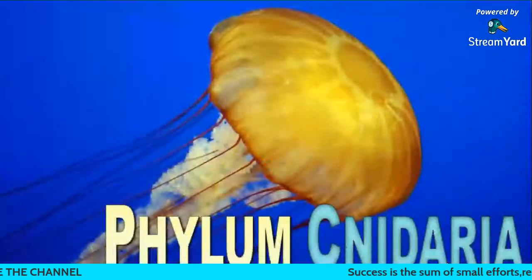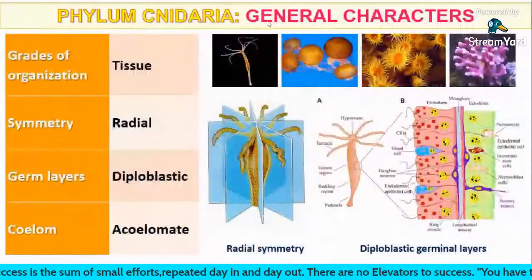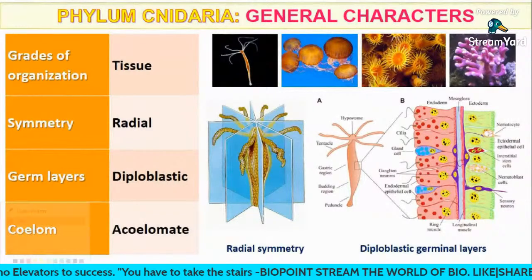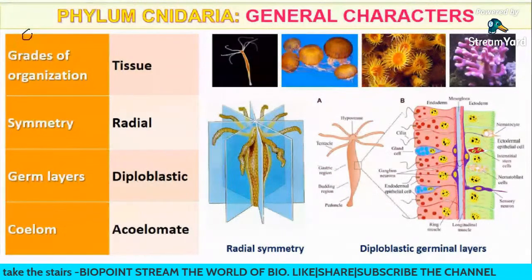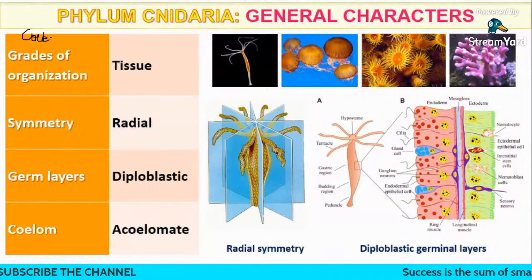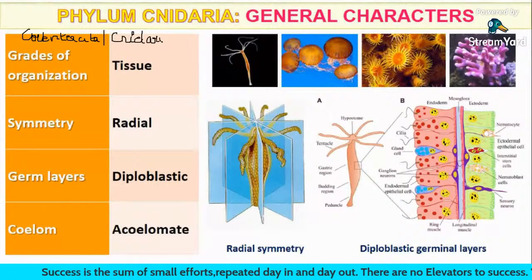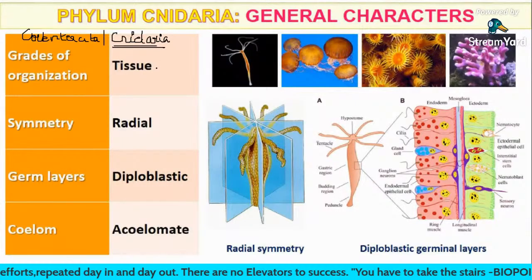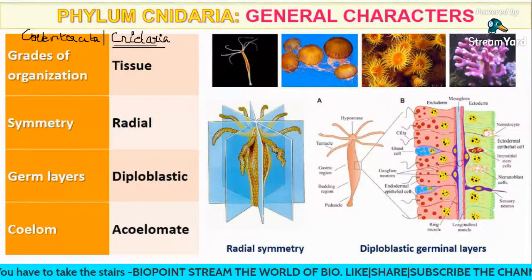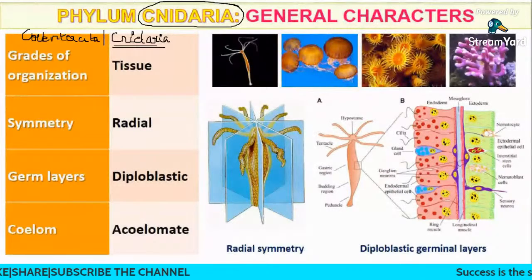So let's move on to the third part of the chapter Animal Kingdom, that is the phylum Cnidaria. The foremost thing that you have to know in this chapter is that phylum Coelenterata is also known as phylum Cnidaria. The C is silent, we pronounce it as Nidaria. We would discuss the reasons for both names, why we call them phylum Coelenterata and why phylum Cnidaria. So don't get confused if I say Cnidaria. You can call them either Cnidaria or Coelenterata.